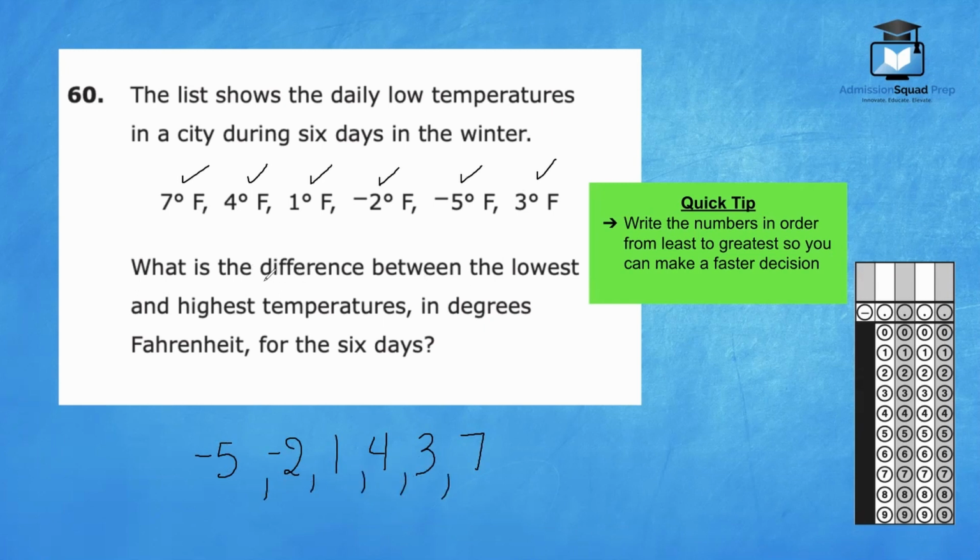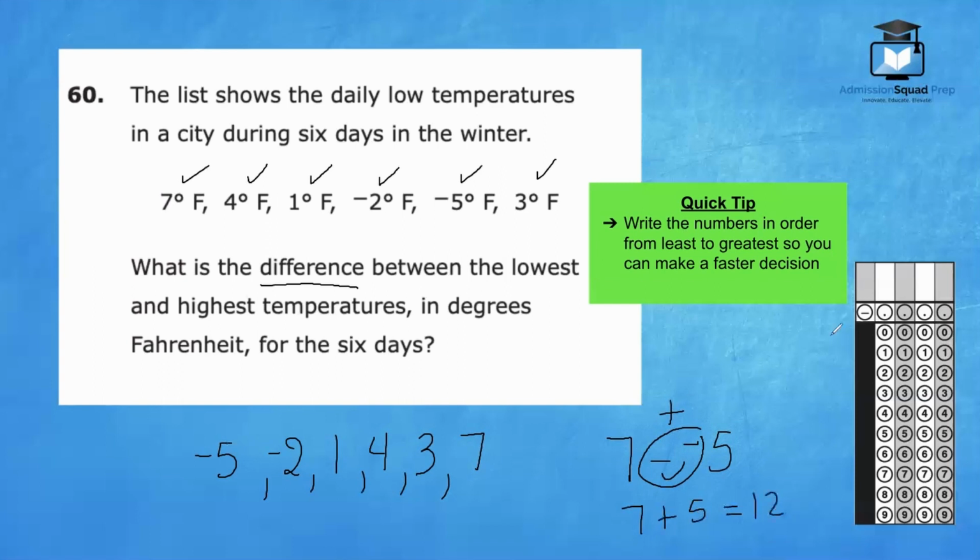And the question is to find the difference, which is subtraction, between the lowest and highest temperatures. So that means we will subtract -5 from 7. That means 7 minus -5. When you subtract a negative number, it changes to a positive. So we have 7 plus 5 equals 12. We will write the number 12 at the top, and then we will bubble in the number 1 and 2 right here at the bottom.